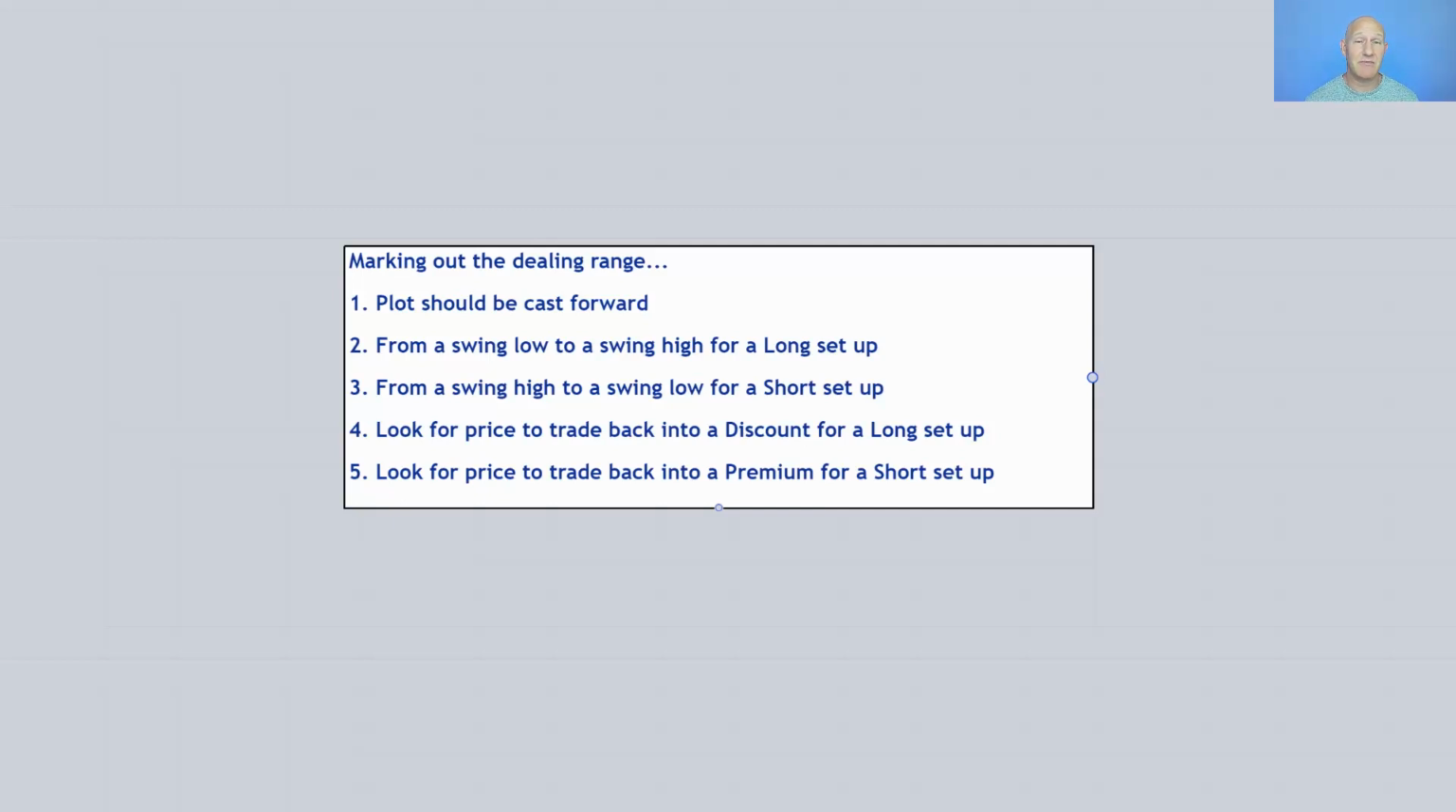And then conversely, if we're looking for a short setup, we'd be looking for price to go into that premium part of the range, so above equilibrium, and again we'd be looking at a fair value gap or an order block or whatever it might be that you're using to actually enter your trade in that premium part of the array. So don't worry if that didn't make sense. We're going to go through two quick examples now, both a long and a short one.